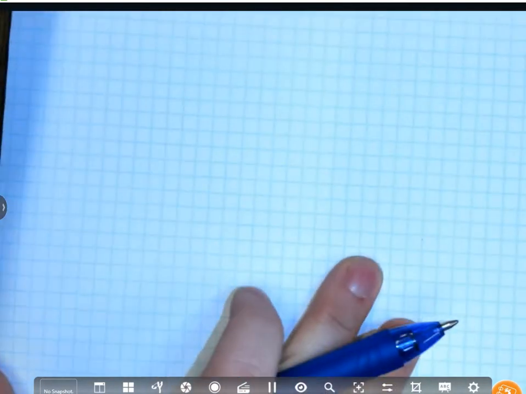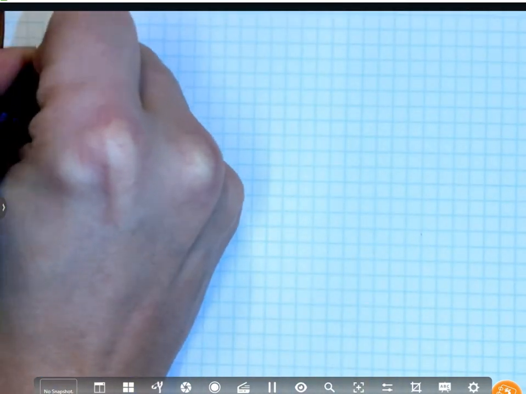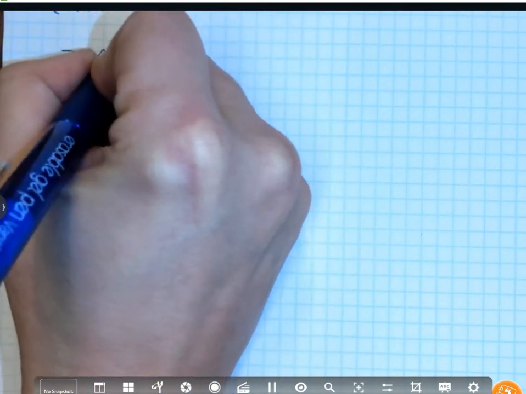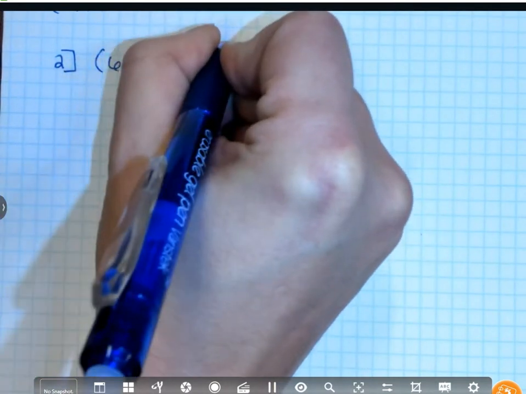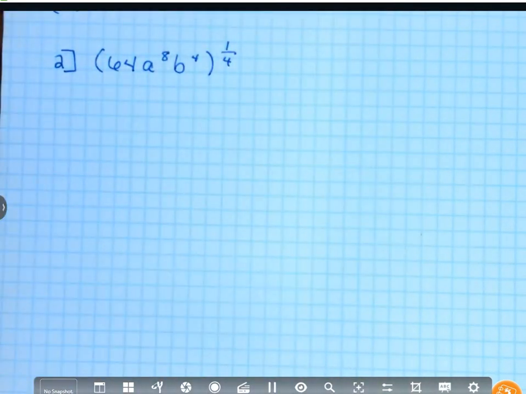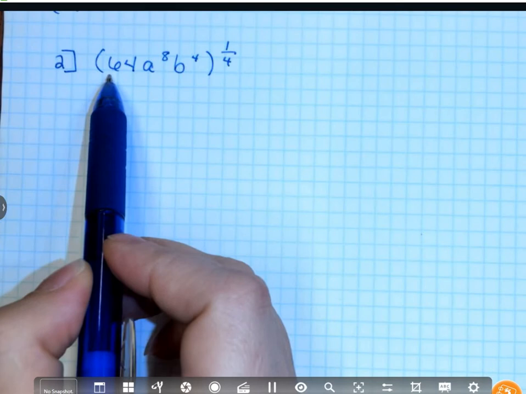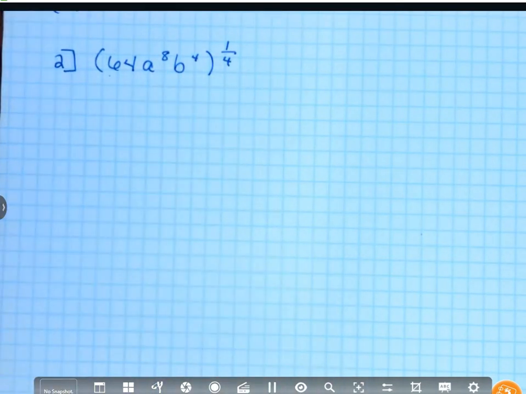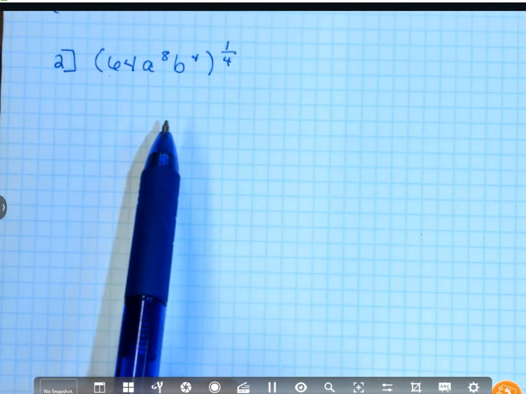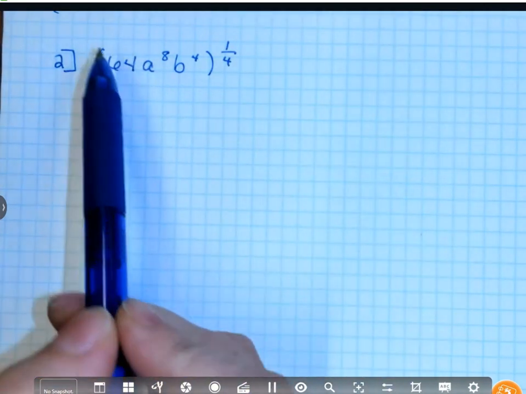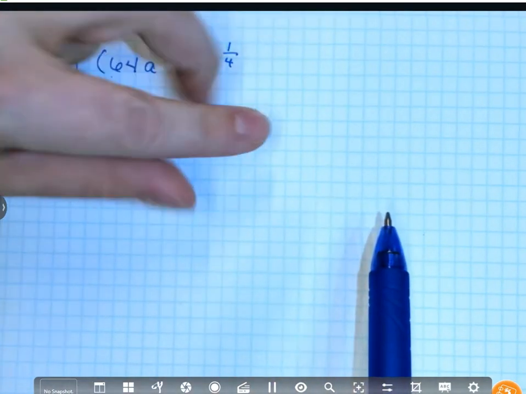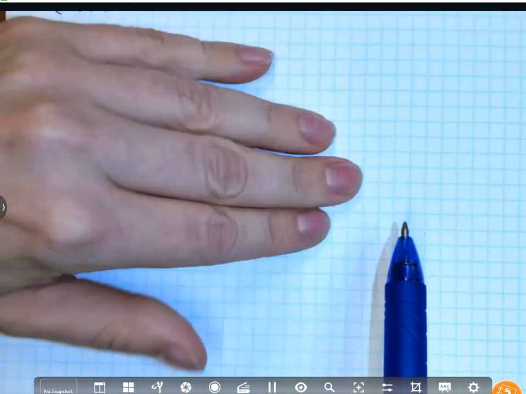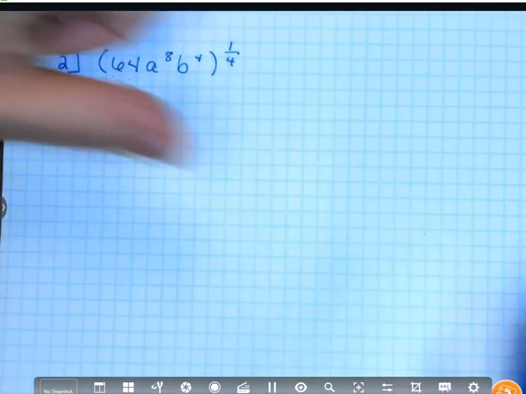Okay. So for problem number 2, we had 64, a to the 8, b to the 4th, all to the 1/4 power. Now everybody has different ways they deal with these larger numbers. I know where my mistakes are. I do much better with the variables because I make simple computational mistakes sometimes. So what I do is I look at 64. I know that's a power of 2. So 64 is 2, 4, 8, 16, 32, 64. So that's 2 to the 6th.